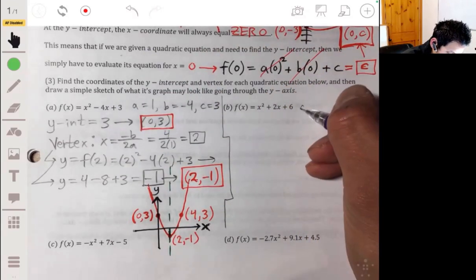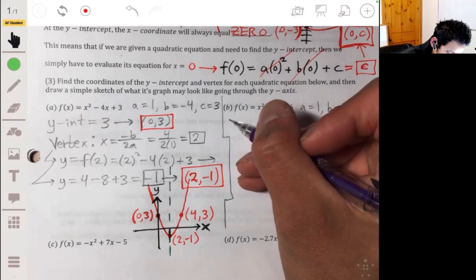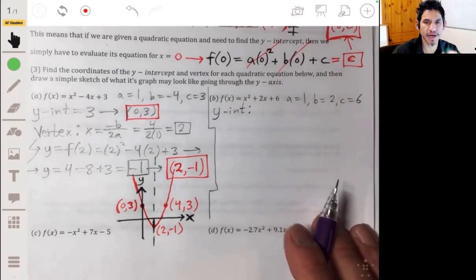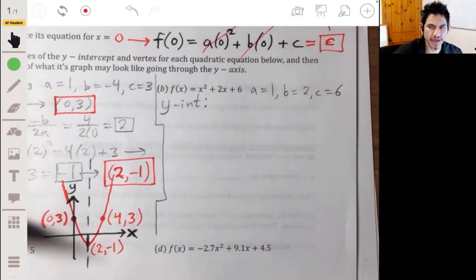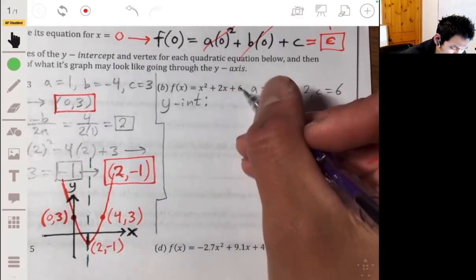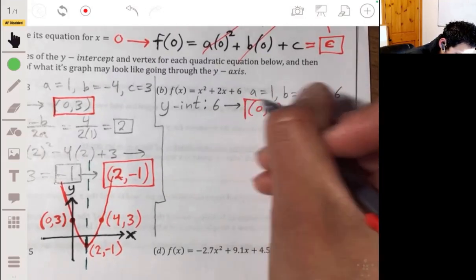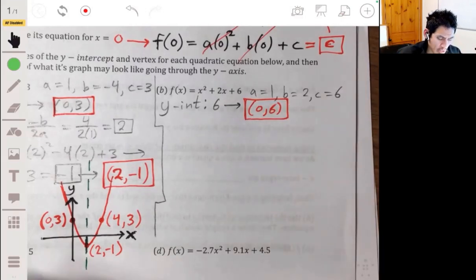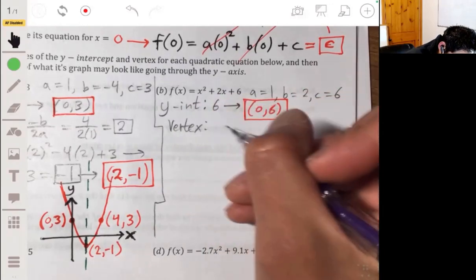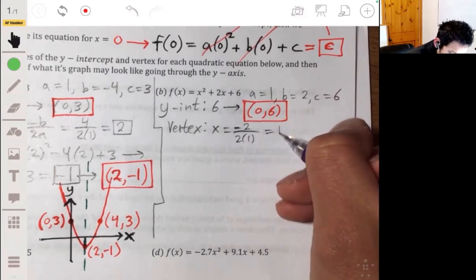So let's again identify a as 1, b as 2, c as 6. And so the y-intercept. And feel free, or I recommend, pausing the video and trying it on your own, and then unpausing it to see how you did. But here I go. The y-intercept will be 6. So we got a point there at (0, 6) thus far. Now we got to find the vertex. x will be negative b over 2a, so negative 2 over 2 times 1, or negative 2 over 2, which will be negative 1.